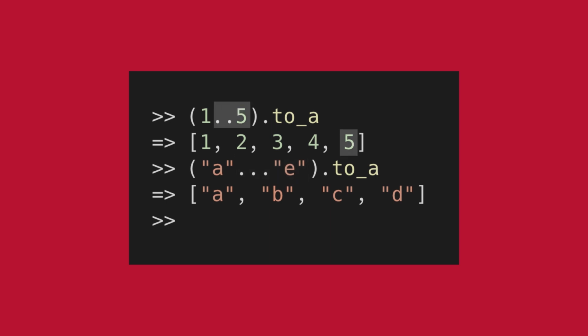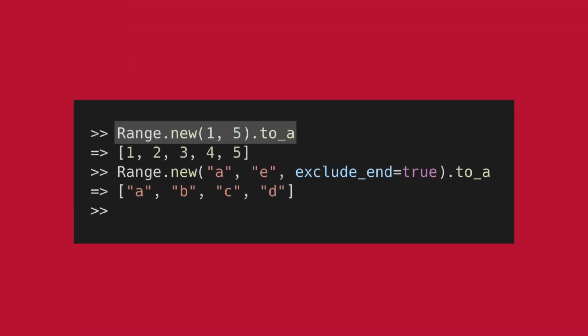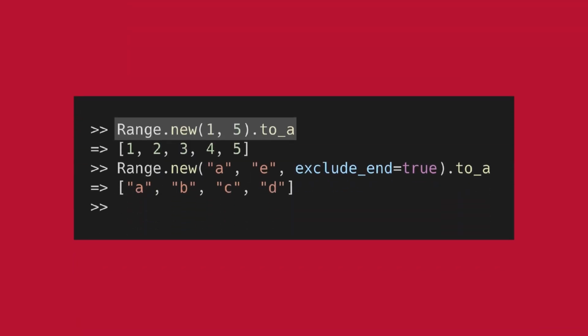To construct a range, you can also use the new method on Range. So looking at our example, we can call Range.new and pass in 2 parameters, 1 and 5, and then call to_a or to_array on that. You'll see it did the exact same thing as using 1..5.